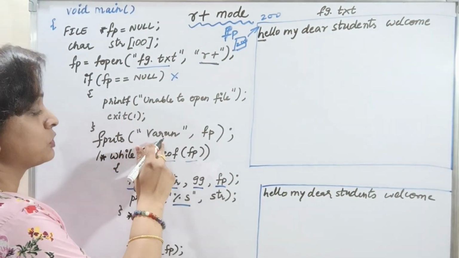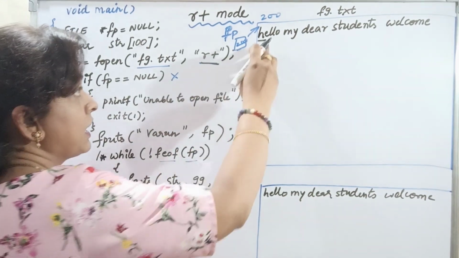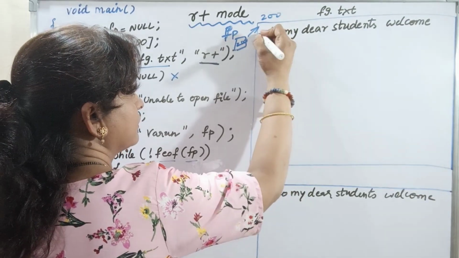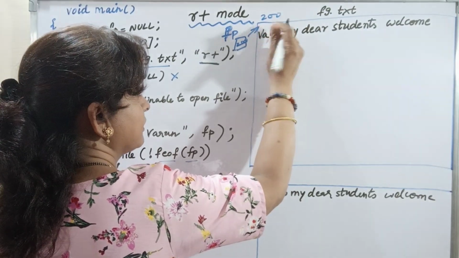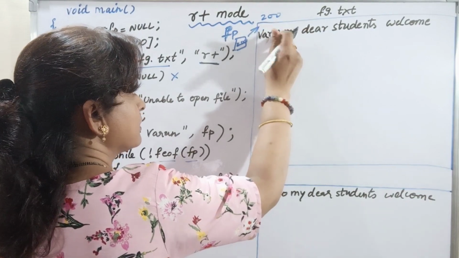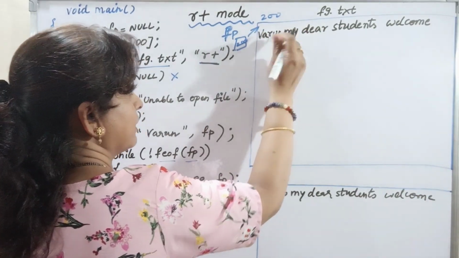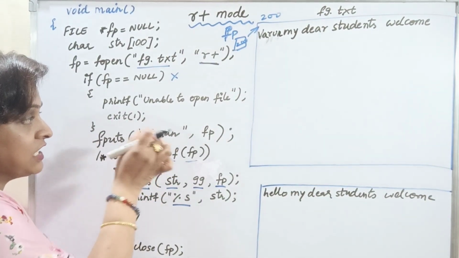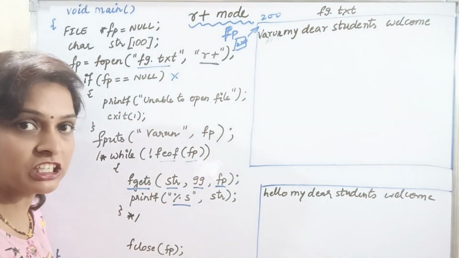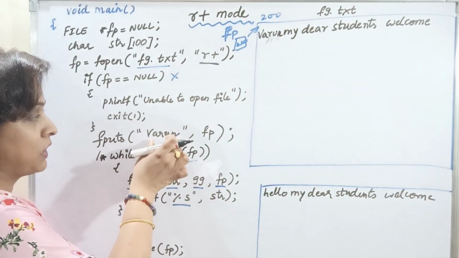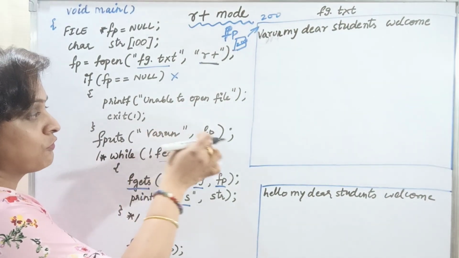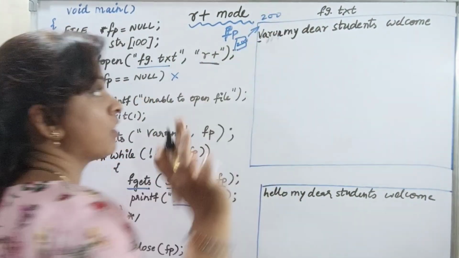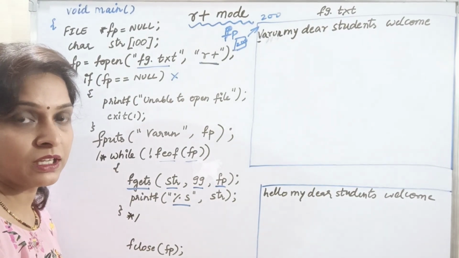Now I say fputs Varun. So what happens here? It gets replaced here. So it is V, A, R, U, N and a space. The content that I am writing here, you can also access the data from the console, but I am right away storing that string. fputs Varun to the file pointed to by fp, meaning the pointer is at the first position, so the content got overwritten, right?